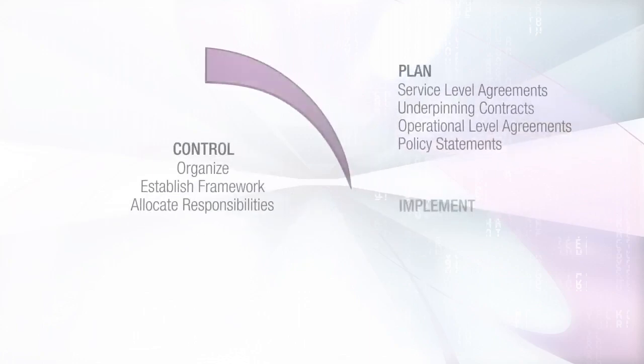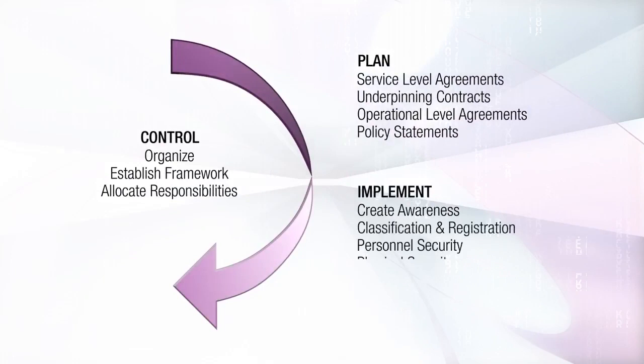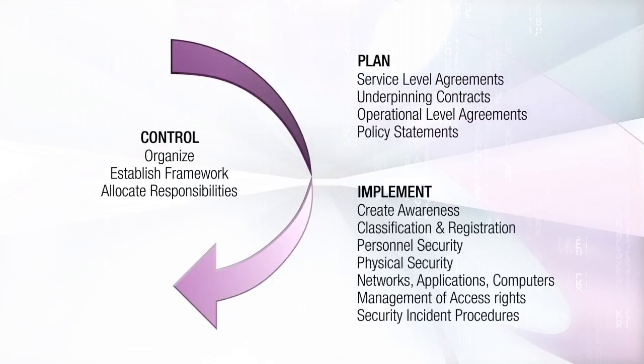The implementation element of the Information Security Management System, ISMS, ensures that appropriate procedures, tools and controls are in place to underpin the information security policy. Measures include ensuring there exists accountability for assets, information classification. Information and repositories should be classified according to the sensitivity and the impact of disclosure.